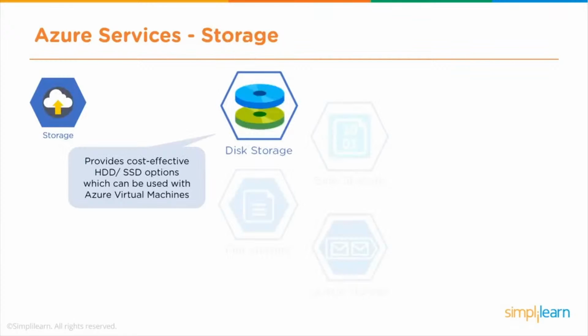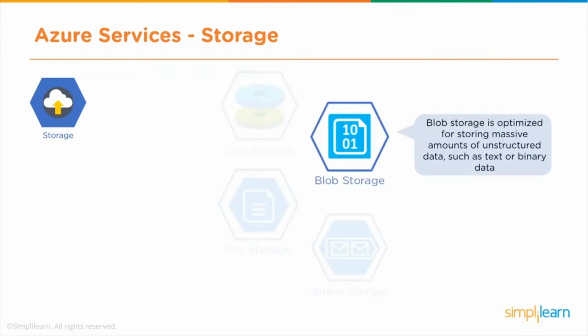Now for the storage services. First up, we have disk storage. With disk storage, you're given a cost-effective option of choosing HDD or solid-state drives to go along with your virtual machines based on your requirements. Then you have blob storage. Now, this is actually optimized to ensure that they can store massive amounts of unstructured data, which can include text data or even binary data.